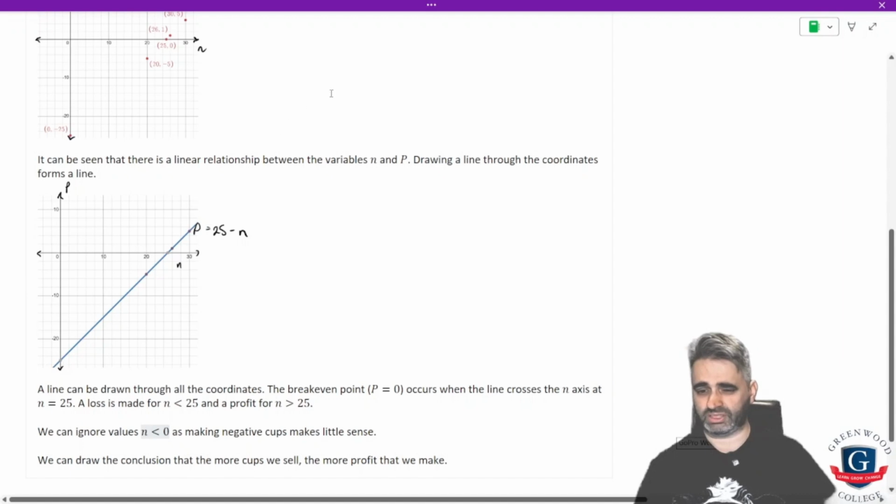We'd be a bit skeptical of n equals 1,000 because we probably couldn't produce 1,000 cups in a day with the same profit margins. We'd need to employ more people, or we'd have to ship the cups to us, or whatever feature happens. So this model probably only works for a range of values from 0 to maybe 50.